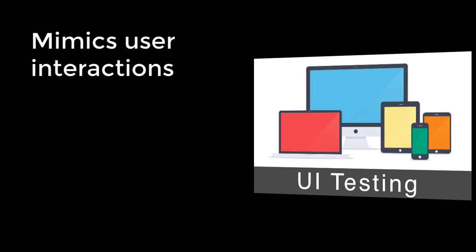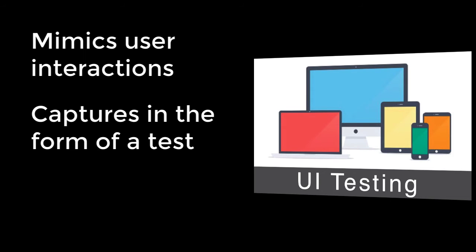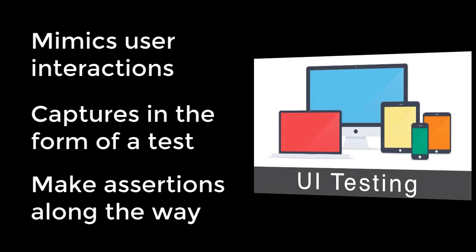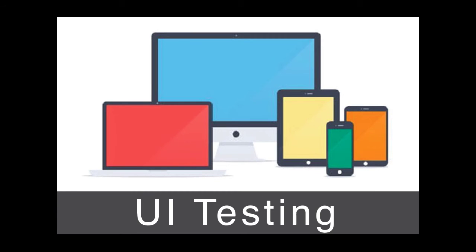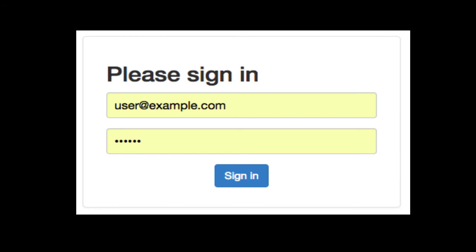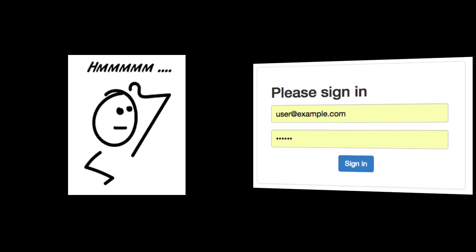It's a script that mimics the interactions of our users, captures those interactions in the form of a test, and then plays those interactions back, making assertions along the way. Looks easy, right? It is. But to really get UI testing, it helps to know a few more things about how these automated testing frameworks work. Specifically, how they grab and interact with the page elements that we want to automate. So let's dig a little bit deeper and see what these UI testing frameworks are doing behind the scenes.